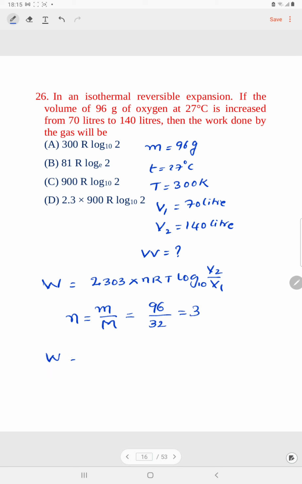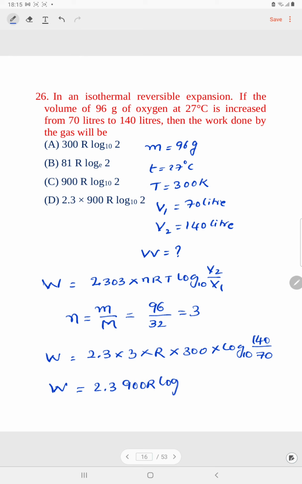Now let me substitute it. Instead of 2.303, I will write 2.3, into n is 3. Let R be as it is, into temperature is 300 Kelvin, into log V2 by V1, where V2 is 140 divided by V1 is 70 to the base 10. Then work done is equal to 2.3. Now 300 into 3R is going to become 900R. Now log 140 by 70 is log 2 base 10. This is going to be the expression for work done in the case of isothermal process, which is option D.